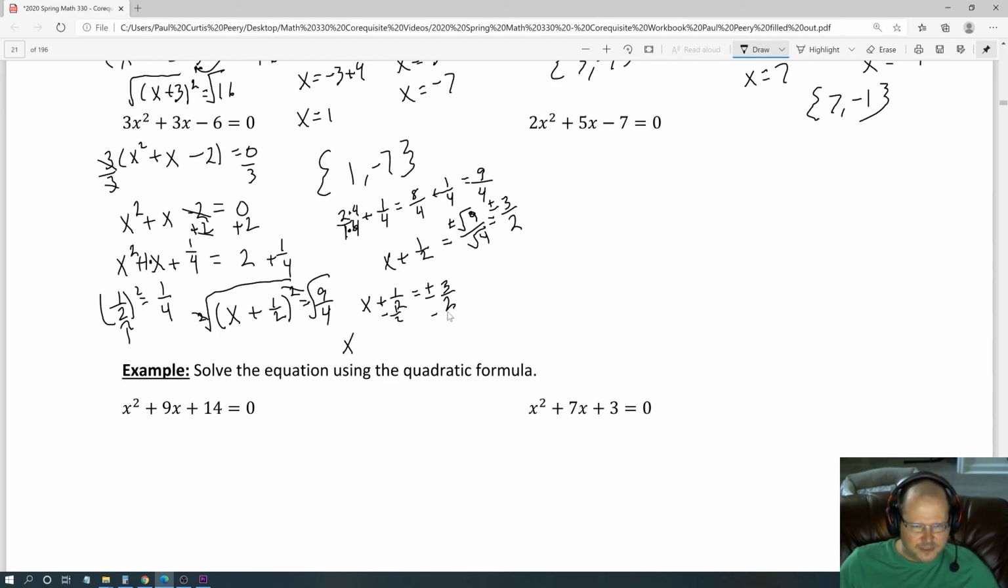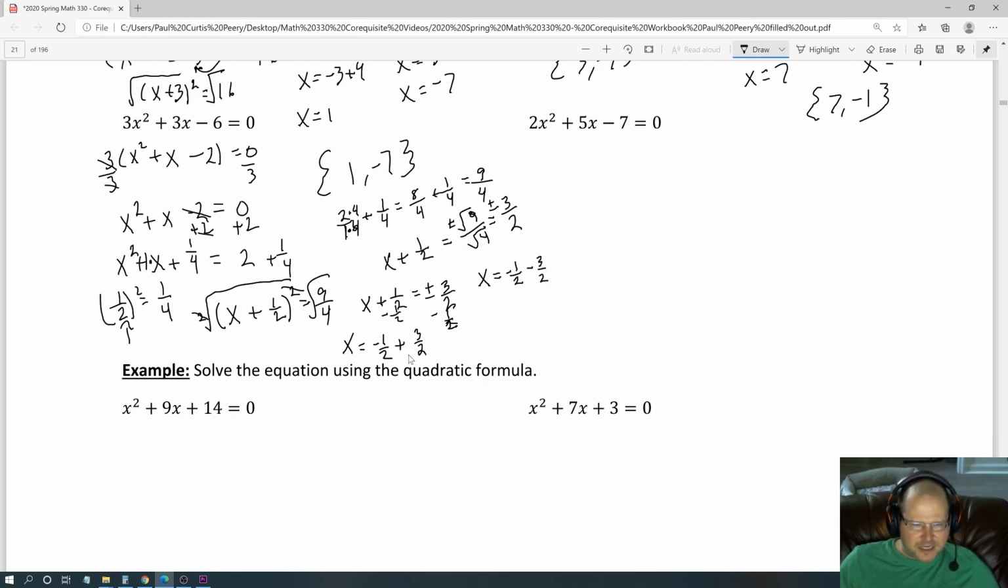I'm running out of room, sorry. So we end up with x is equal to negative 1/2 plus 3/2. And the other version is going to be x is equal to negative 1/2 minus 3/2.